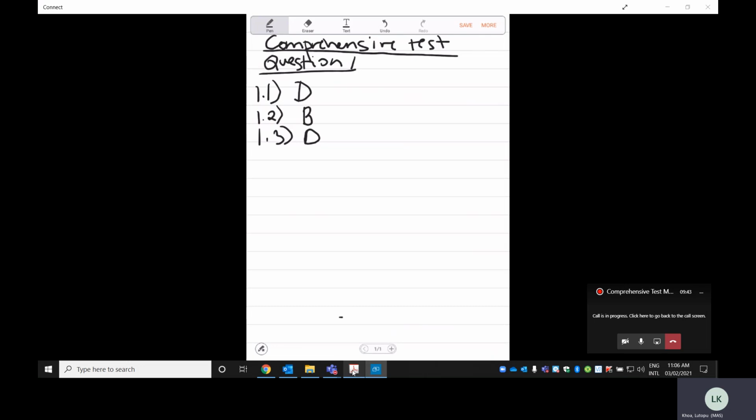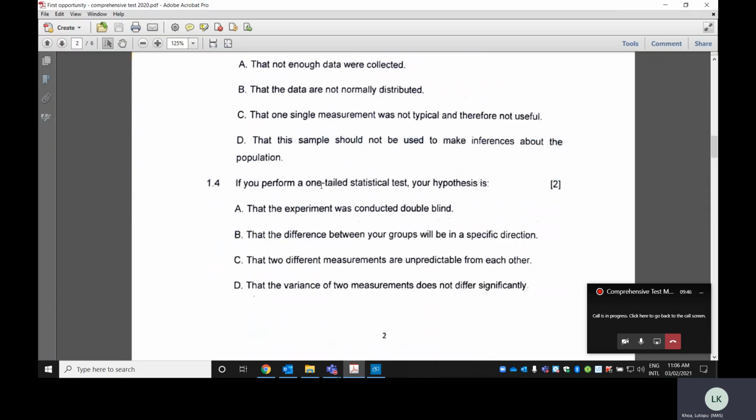Then 1.4. If you perform a one-tailed statistical test, your hypothesis is: A, that the experiment was conducted double-blind; B, that the difference between your groups will be in a specific direction; C, that the two different measurements are unpredictable from each other; D, that the variance of two measurements does not differ significantly. Now the answer is B.